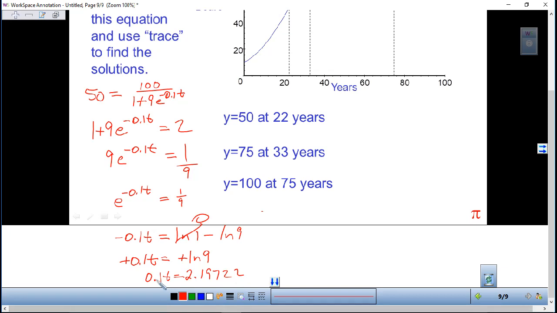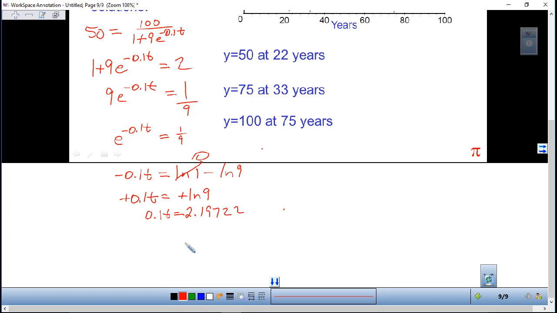And then over here I've got 0.1t. Solving for t, I'm going to then divide both sides by 1/10, which is like doing what? Well, dividing by 1/10 is like multiplying by 10. So t is going to equal 21.9722 years. And you could do that with each one of these and find the answer you're looking for. So that's how you would go about solving it by hand. All right, like I said, not painful.